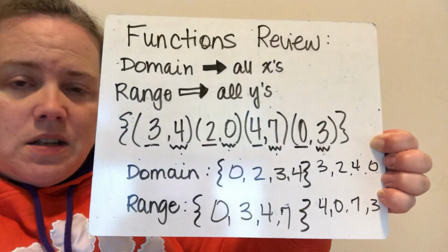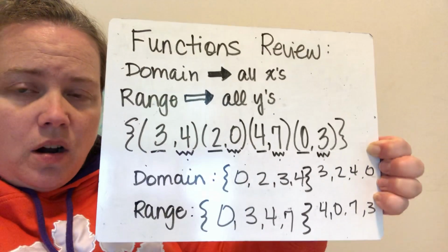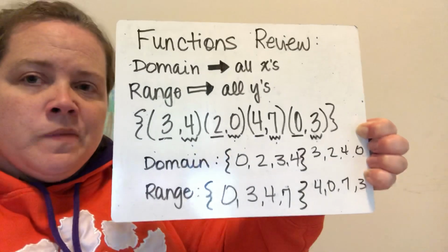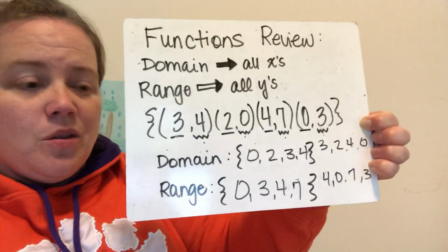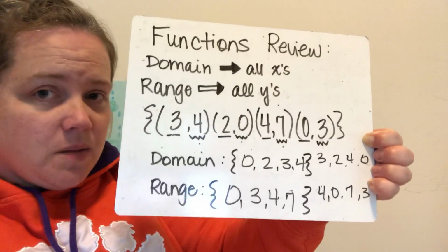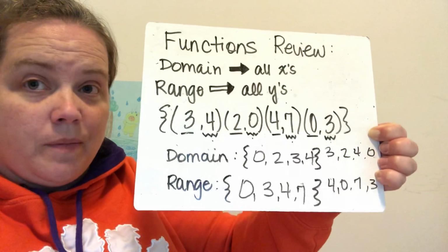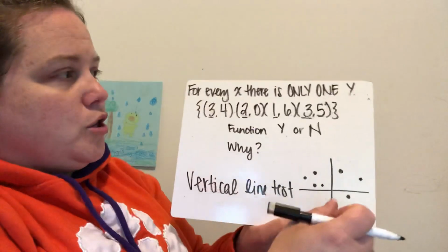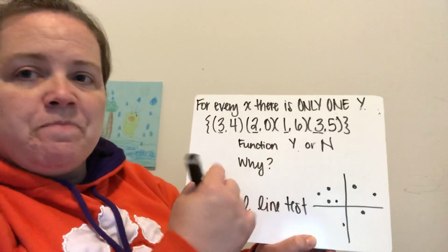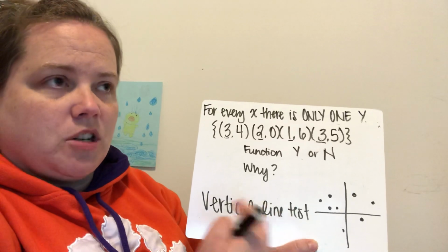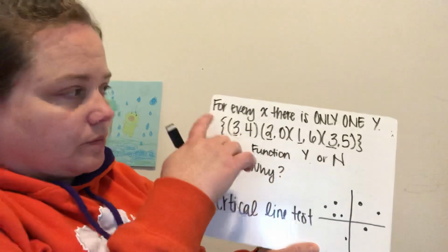Okay, so that is my quick review for domain and range. Domain is all your x's, range is all your y's. X comes first in my ordered pair and y comes second, and then we put them in numerical order. Okay, so there is review board number 1. Review board number 2 is determining whether or not something is a function and why is it a function.